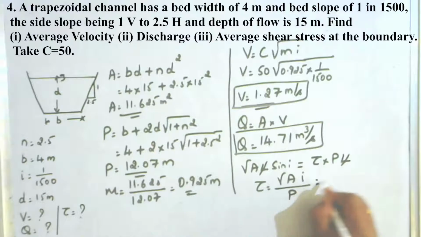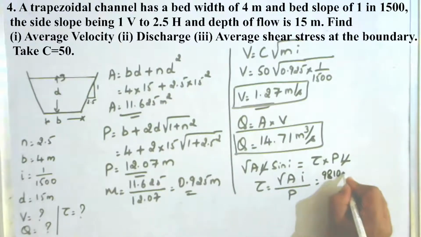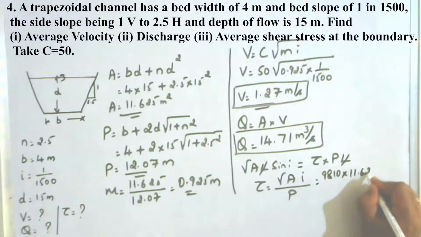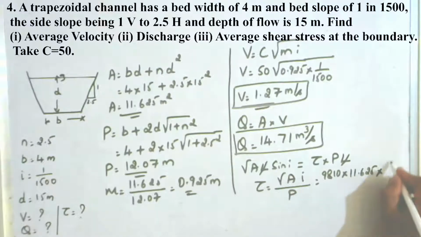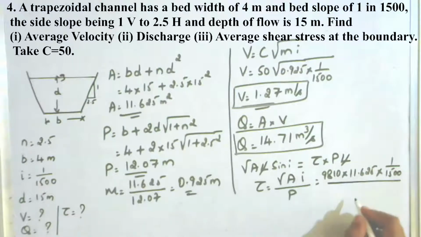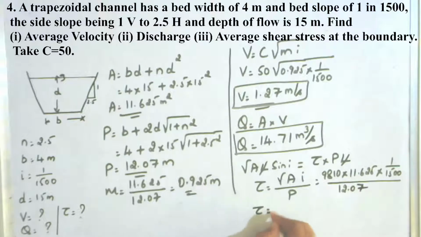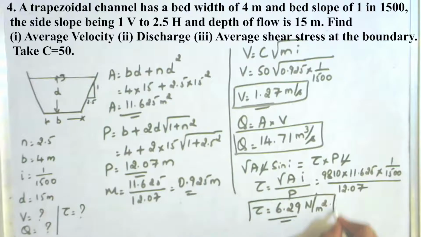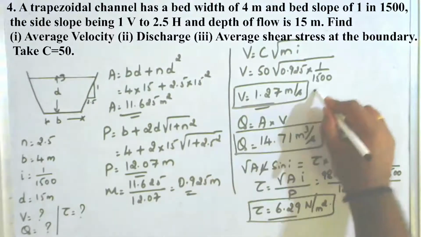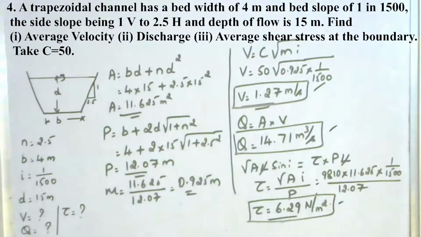You know what is gamma? 9810. Area is 11.625. Then I is 1 by 1500, all divided by wetted perimeter 12.07. Tau works out to be 6.29 Newton per meter square, which is the answer of the average shear stress. This is how you can find velocity, discharge, and the average shear stress.